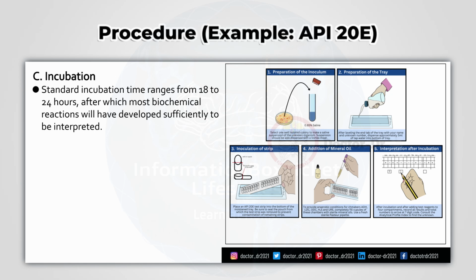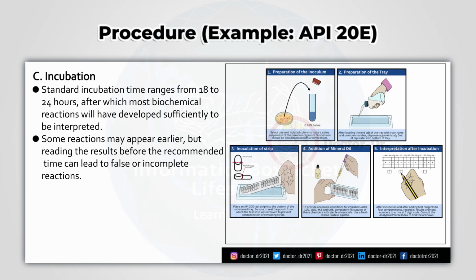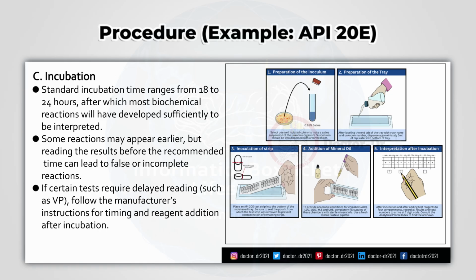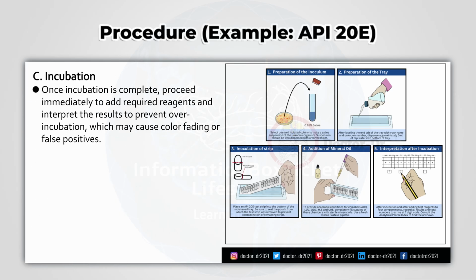be interpreted. Some reactions may appear earlier, but reading the results before the recommended time can lead to false or incomplete reactions. If certain tests require delayed reading, such as VP, follow the manufacturer's instructions for timing and reagent addition after incubation. Once incubation is complete, proceed immediately to add required reagents and interpret the results to prevent over-incubation, which may cause color fading or false positives.